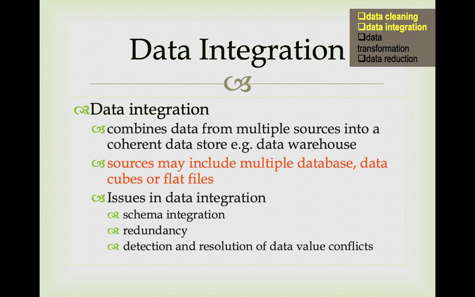Data integration. What is data integration? It combines data from multiple sources into a coherent data store, for example, a data warehouse. The sources may include multiple databases, data cubes, or flat files. Issues in data integration, okay, we have several issues: there is schema integration, redundancy, and also detection and resolution of data value conflicts.